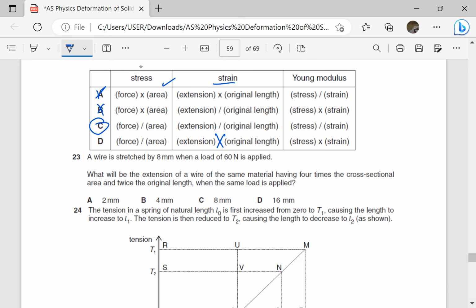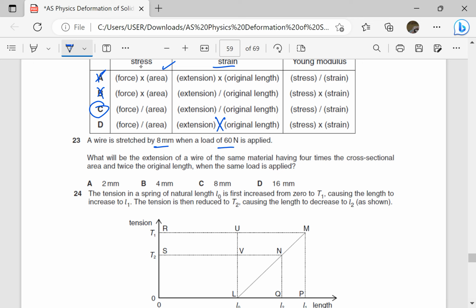A wire is stretched by 80 millimeters when a load of 60 newtons is applied. What will be the extension of a wire of the same material, that is the same Young modulus, having 4 times the cross-sectional area and twice the original length? Okay. So we know that Young modulus is equal to force over area times original length over extension. So for the first wire, Young modulus is going to be 60.